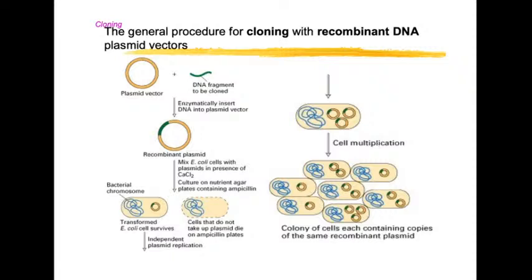So the general procedure for cloning with recombinant DNA fragments: once you have a plasmid vector, the other side is a DNA fragment to be cloned. Then you enzymatically insert the DNA into the plasmid vector, and then you have a recombinant plasmid. Then you mix E. coli cells with the plasmids in the presence of calcium chloride, culture on nutrient medium, and place on a plate containing ampicillin. So bacterial cells will be transformed and they will survive. Cells that do not take up the plasmids die on the ampicillin plate. Then independent plasmid replication happens. You have more plasmid grown inside your bacteria, then the cell multiplies and cloning occurs, each cell containing copies of the same recombinant plasmid at the end.